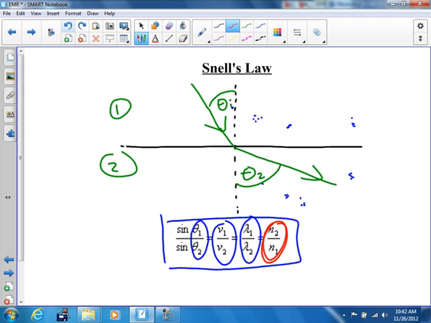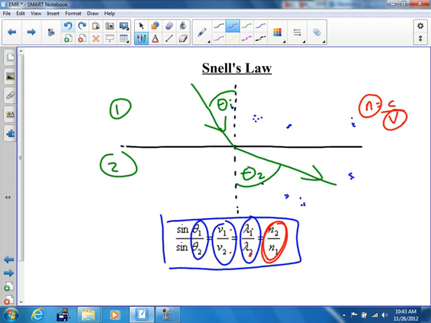The slower light goes in a medium, the bigger the index of refraction. Speed and index of refraction are inversely related, right? n is equal to c over v. If n and v are inversely related to each other, then if we're going 1 over 2, it's going to have to be 2 over 1 for the index of refraction.